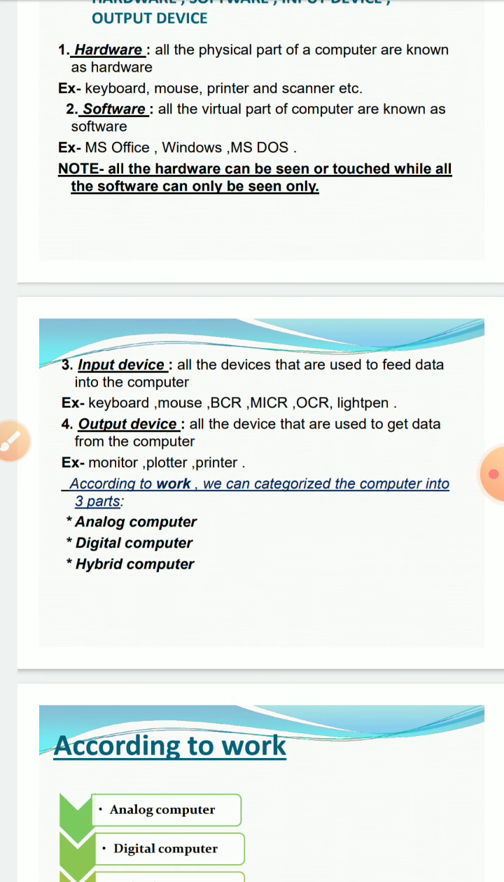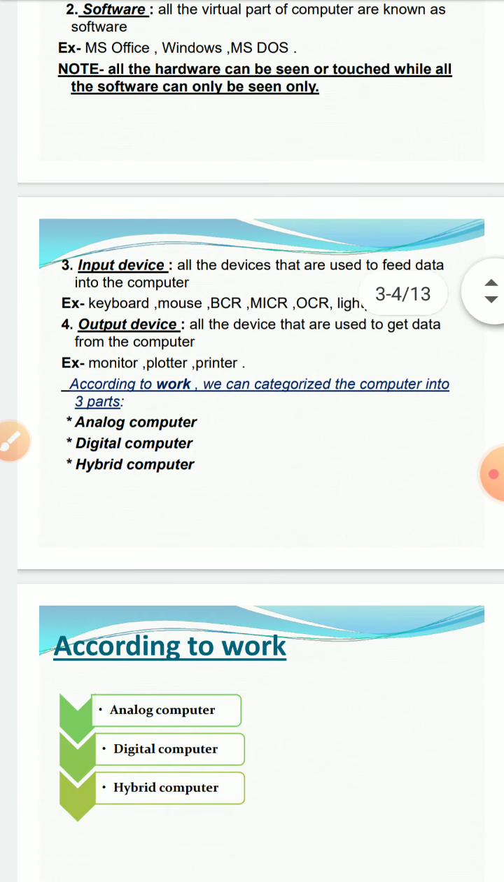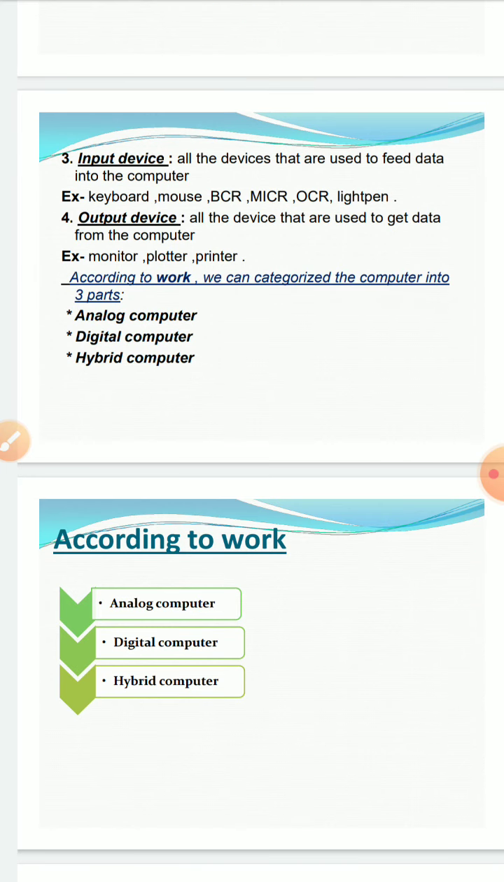Third, input device. All the devices that are used to feed data into the computer are known as input device. Example: keyboard, mouse. BCR means barcode reader. MICR means magnetic ink character recognition. OCR means optical character reader. And light pen are examples of input device. Now output device. All the devices that are used to get data from the computer. Example: monitor, plotter, printer.